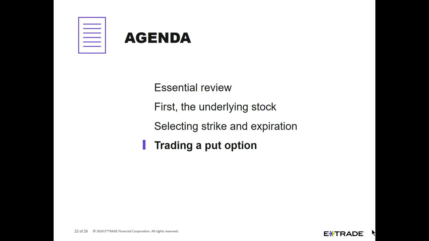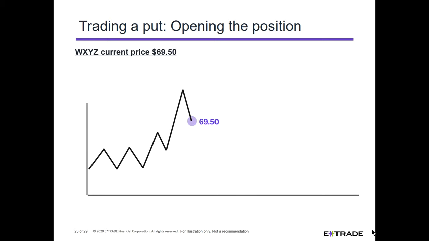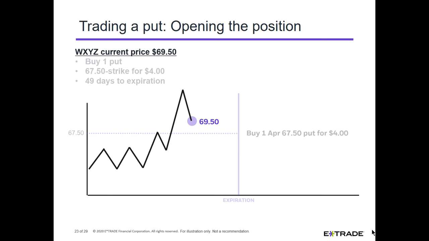So let's put a hypothetical trade through. I think I have 5 or 6 scenario outcomes here. So let's first set up the trade. We've got our stock, WXYZ. It's $69.50. We're going to buy one put, the $67.50 strike. It's going for $4. We have 49 days to expiration. So this is an out-of-the-money put, a little bit out of the money. Not way out of the money, a little bit below the current price.